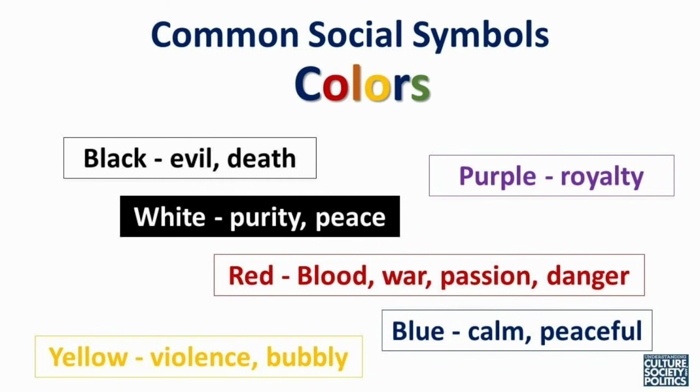These are the common social symbols in terms of colors. For black, we have evil and death. For white, it's purity and peace. For purple, it's royalty. For red, it's blood, war, passion, and danger. For yellow, it's violence and bubbly. And for blue, it's calm and peaceful. Now, it would really vary from one culture to another.